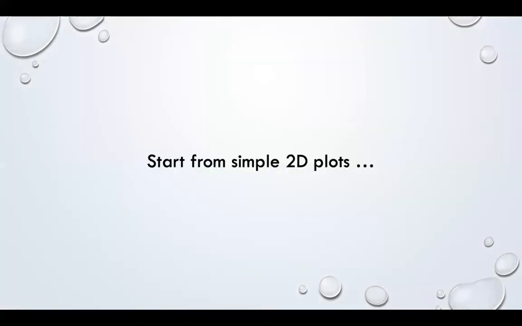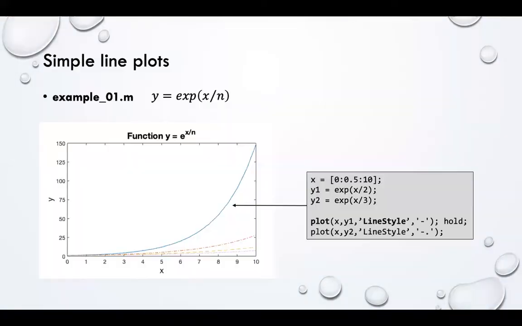So let's start from the very simple 2D plot, which many of you already know. We'll just review it. Here is example 1. I want to plot the exponential function. Here, I use x to define the grid size, and I plot x, y.